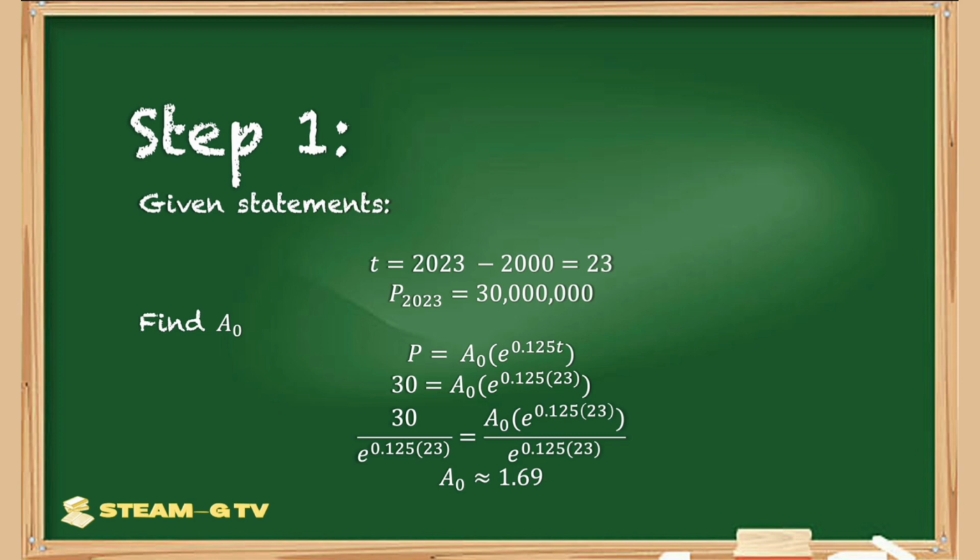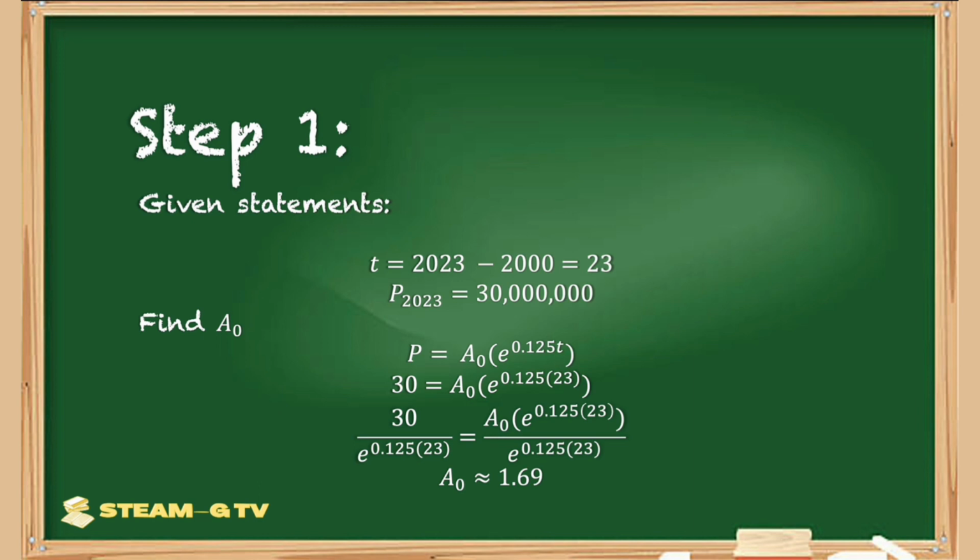Looking at the word problem again, in the year 2023, the population of Region 7 is approximately 30 million. And since P is to be expressed in millions, we can say that P sub 2023 is equal to 30 million. The next step is to solve for A0.